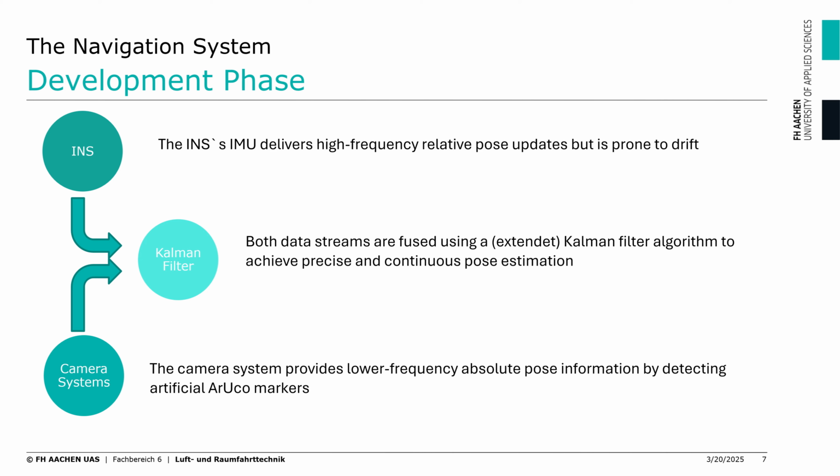In addition, a camera system is used, which provides less frequent but absolute position and attitude information by detecting so-called artificial fiducial markers. The two data streams are then fused within a Kalman filter. For this purpose, two extended Kalman filters with error states were developed, one for the position and velocity, the other for the attitude. By including the additional error states in the filter, errors such as non-white noise and drifts can be addressed, which a normal Kalman filter cannot take into account.